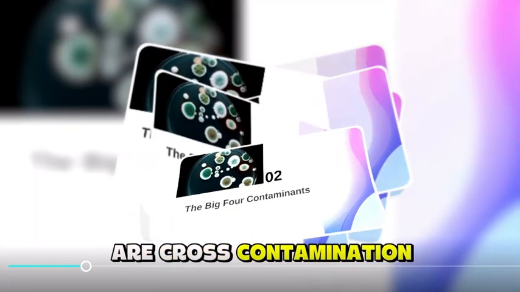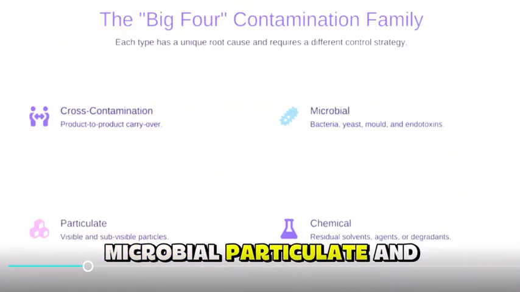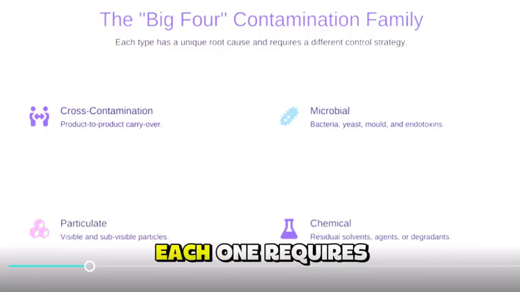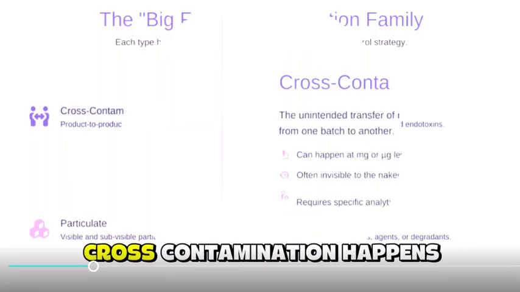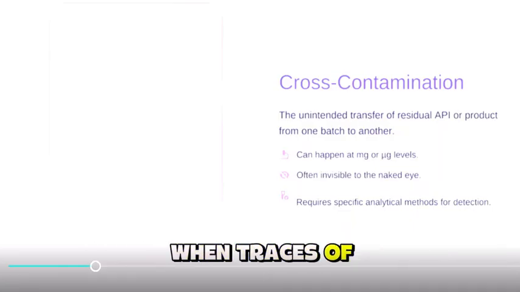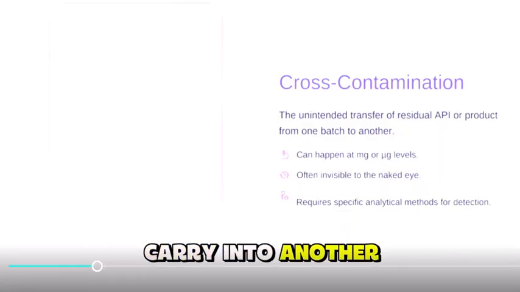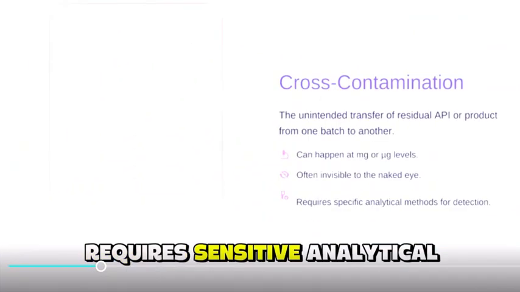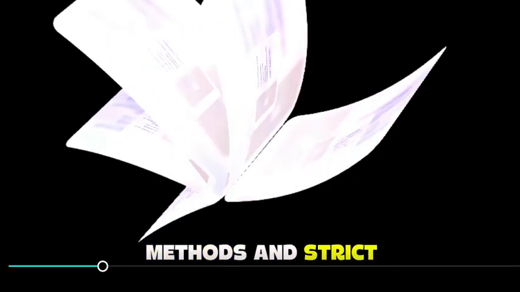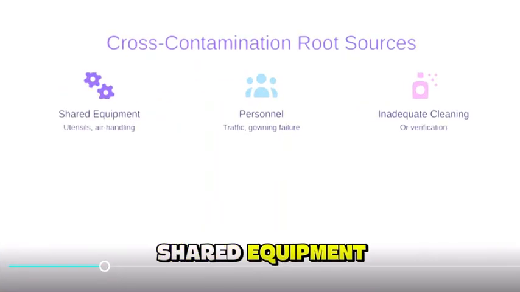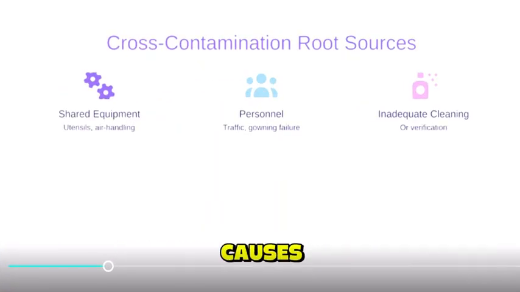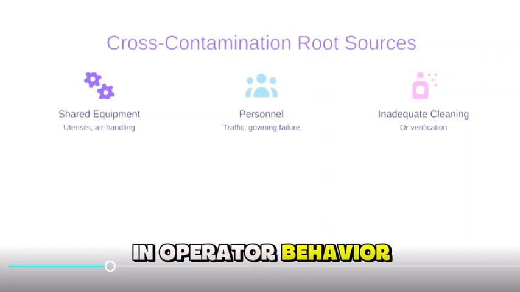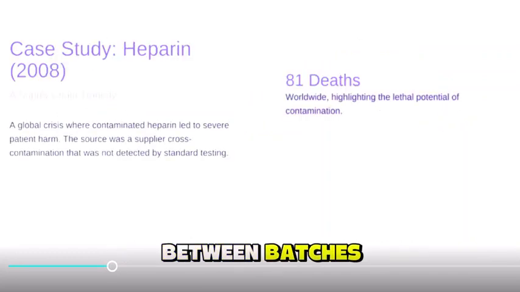The big four are cross-contamination, microbial, particulate, and chemical. Each one requires different detection and control strategies. Cross-contamination happens when traces of one product carry into another, even at invisible levels. Detecting and preventing it requires sensitive analytical methods and strict facility controls. Shared equipment, poor gowning, and inadequate cleaning are the main root causes. Even small lapses in operator behavior can spread contaminants between batches.